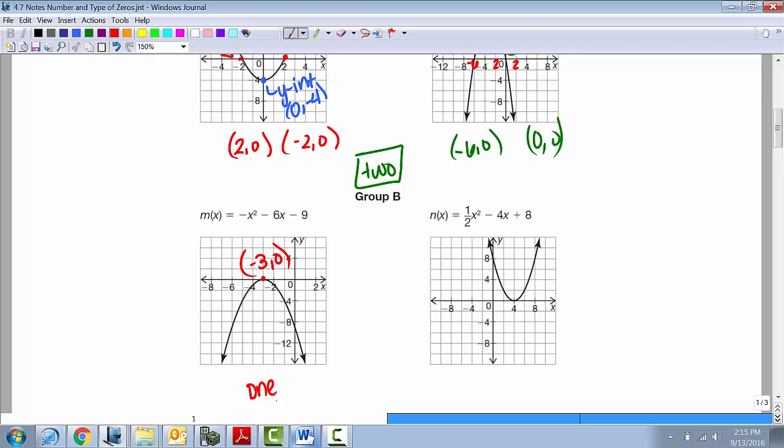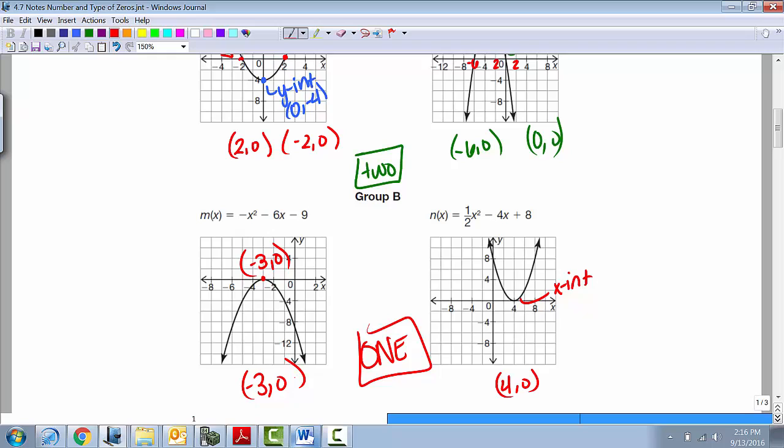All right, who's got me? What is the x-intercept in n of x, Nicole? Oh, 4, 0. Very good. This is my x-intercept, and it is at 4, 0, and both of them only have 1. I'll even write that here too.